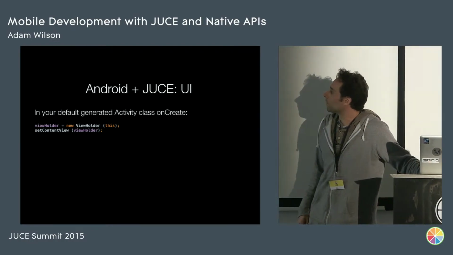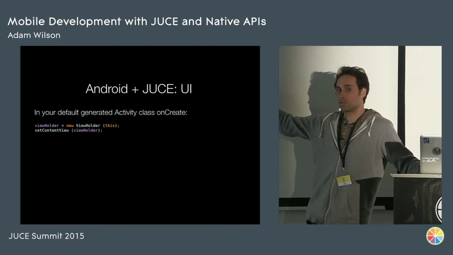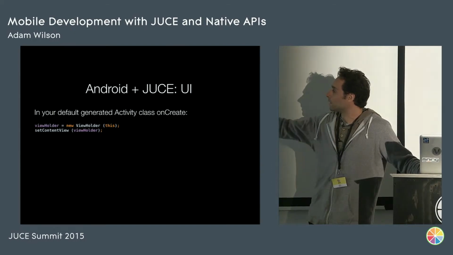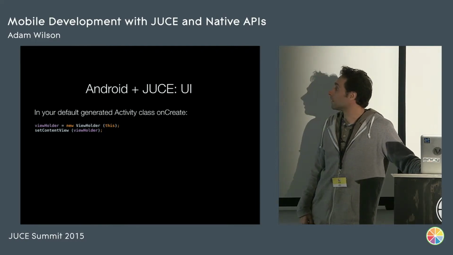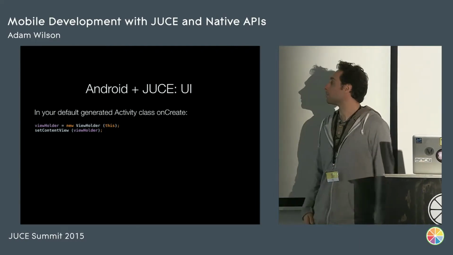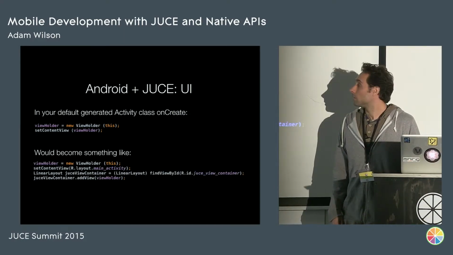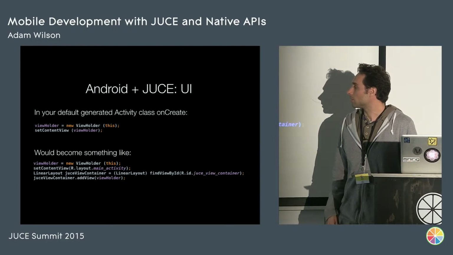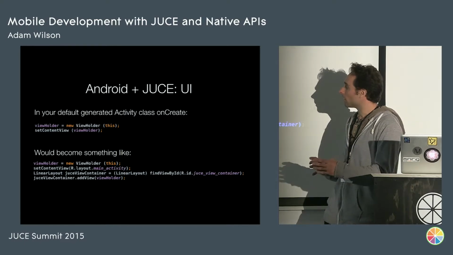So basically there's a view holder, which is what holds your JUCE component, probably your main component. And then there's this set content view, which is a method of the activity, which just tells Android that we want the whole thing to be the JUCE component. So we can then modify this to, instead of having a full screen JUCE component, have it as part of a layout.